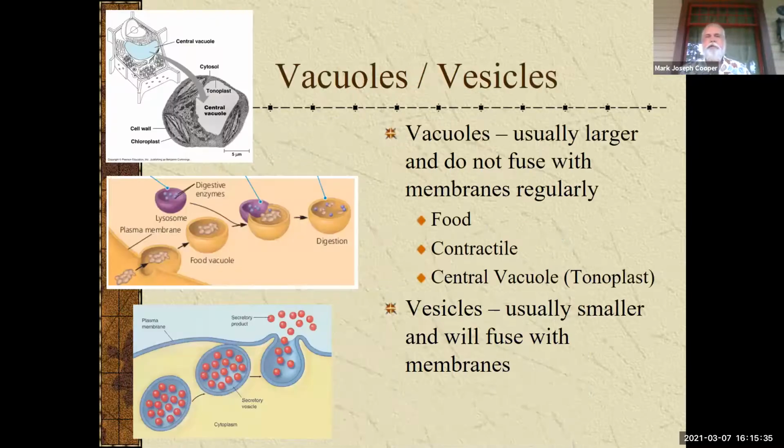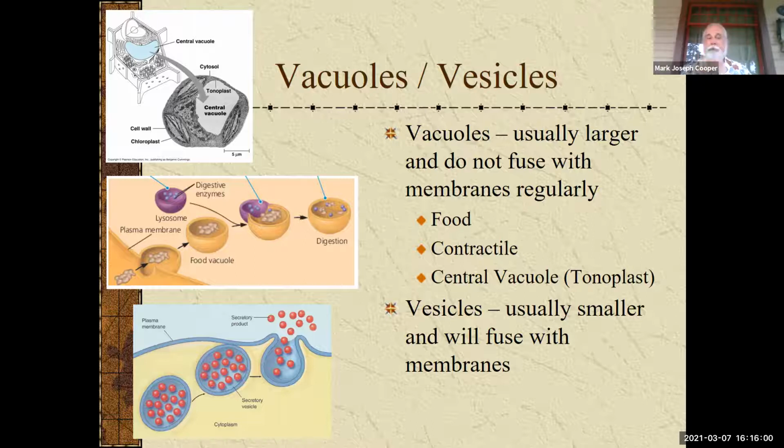All right, and then we have vacuoles and vesicles. And your book kind of separates them out. I'm gonna tell you, so I did here, but often they're used interchangeably. Vacuoles are usually larger and do not fuse with membranes regularly, although they will. So again, you got to be careful. But there are food vacuoles that often hold food, and then they'll fuse with lysosomes.